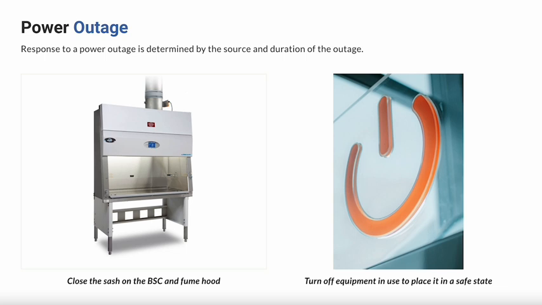If the power outage is short-lived, the best course of action is to close the sash on the BSC, biological safety cabinet, and fume hood, and turn off equipment in use to place it in a safe state. If the power outage is prolonged, it is important to follow the emergency action plan and contact the appropriate personnel, including the safety officer and emergency responders if necessary.